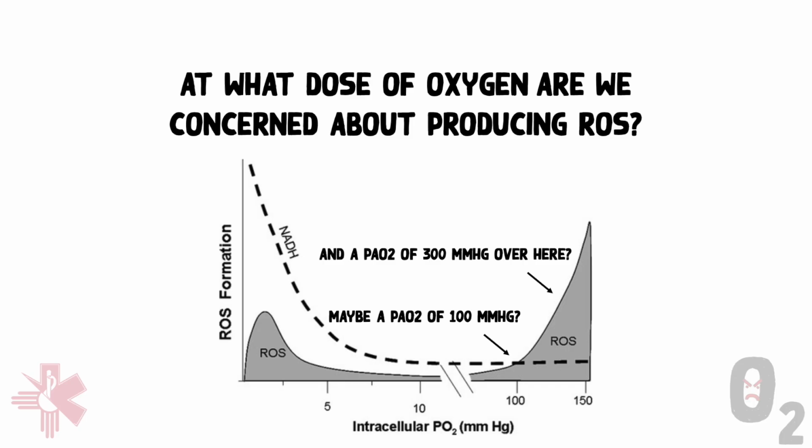That said, based on the data we had that looks at complications from the use of supplemental oxygen, we can kind of assume that if we have a PaO2 of 100 millimeters of mercury or less, we're probably fine. And then once we get up to 300 or so, that's when we start to see a lot of issues. That's when we see an increase in damage caused by these reactive oxygen species.